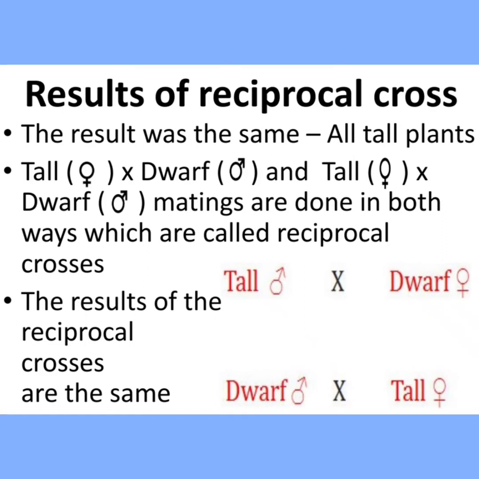So tall, which is considered as a female, is crossed with the dwarf, which is considered as a male, and in the reverse case the tall is considered as a male and is crossed with the dwarf as a female. When the mating is done this way, this is called a reciprocal cross. And the results of the reciprocal cross are the same.